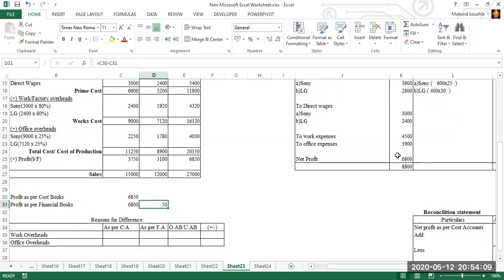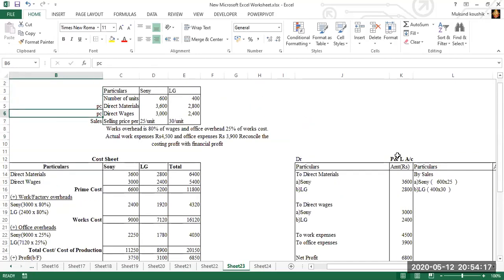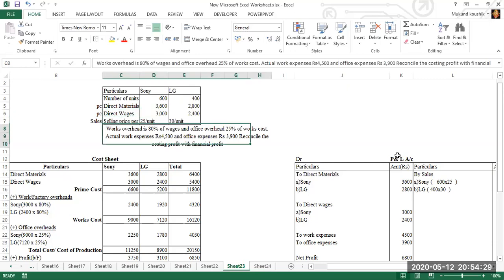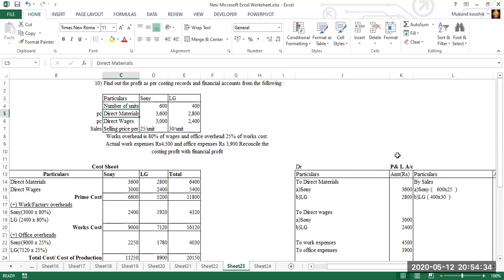Now we have to find out where exactly there is a difference. Why is there a difference of this 50 rupees? If you look at all the items here one by one, for preparing cost accounting and financial accounting, direct materials and direct wages are the same for both the cost and financial account. That means for preparing the cost sheet we use the same amount, and again for preparing the financial account or P&L account we use the same amount. So there is no difference.